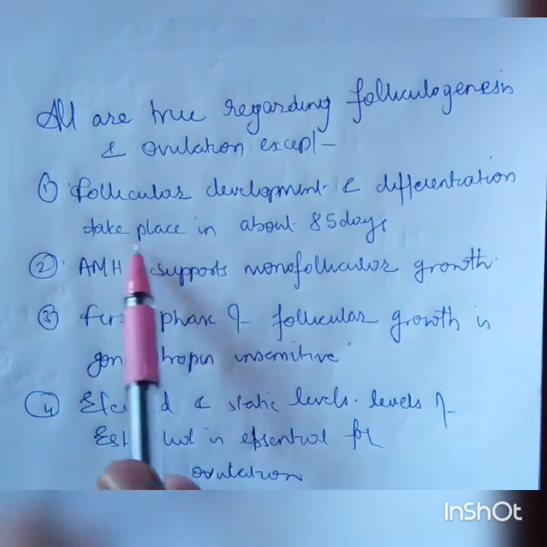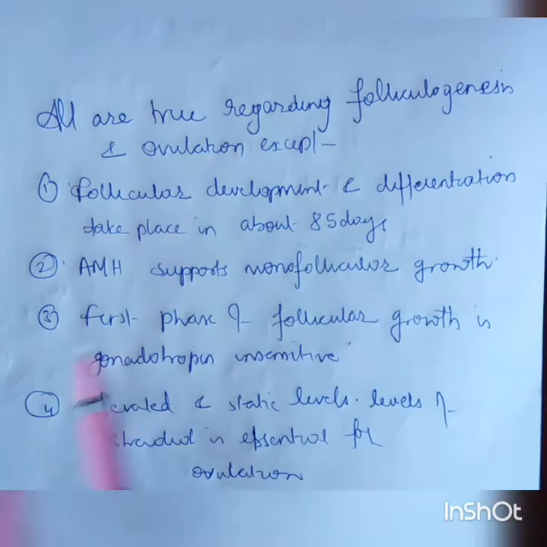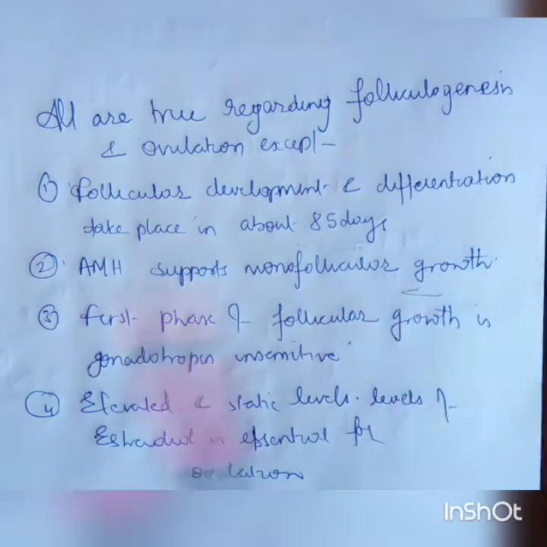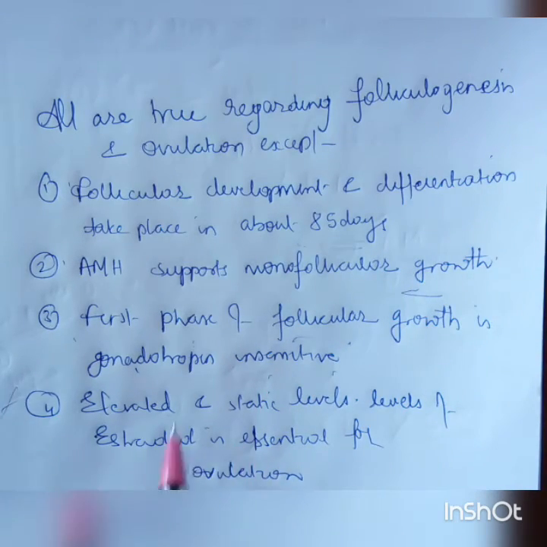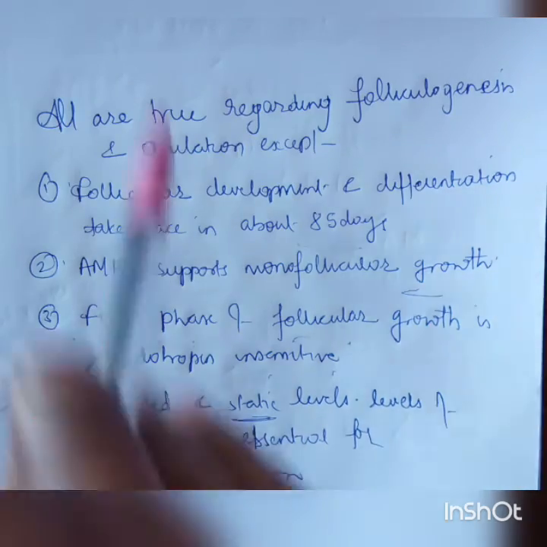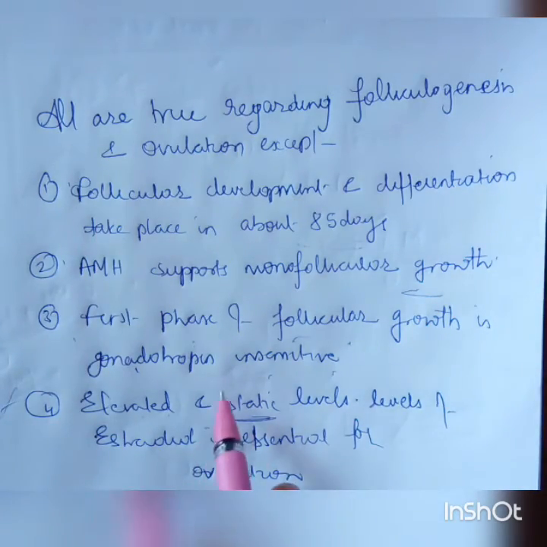Follicular development and differentiation takes place in about 85 days, correct enough. AMH supports monofollicular growth. There's nothing to point out in this. First phase of follicular growth is gonadotropin insensitive, simple. Now there is this option which has an additional word, elevated and static. The only thing incorrect in this question is this word static.